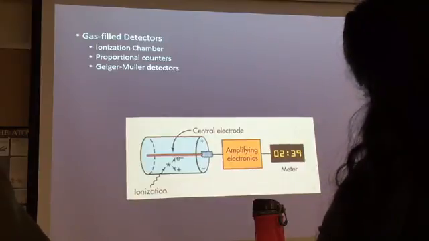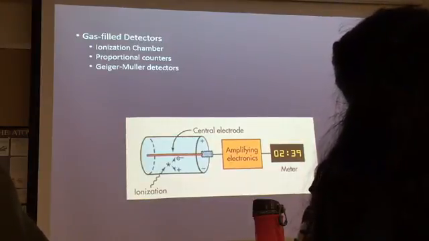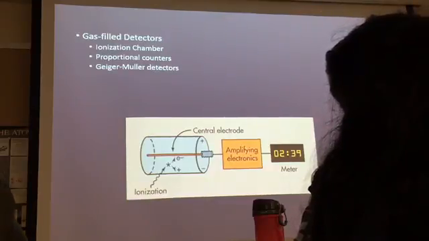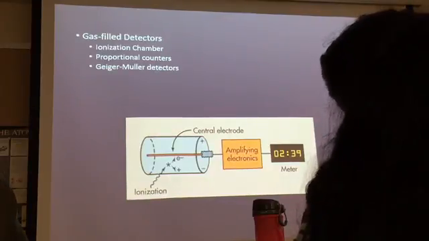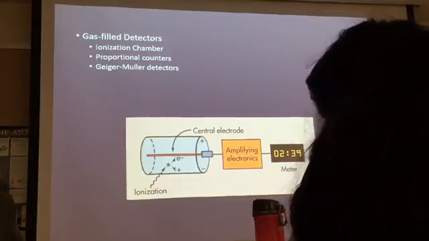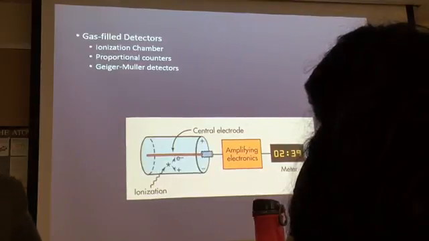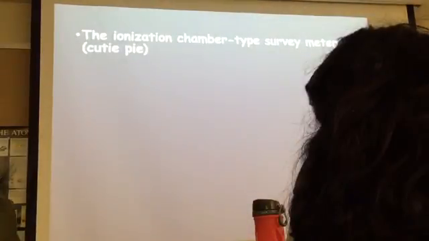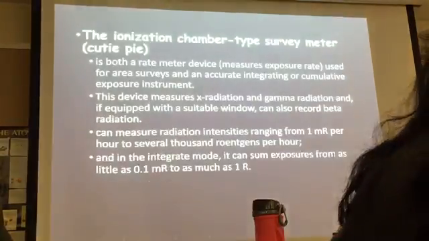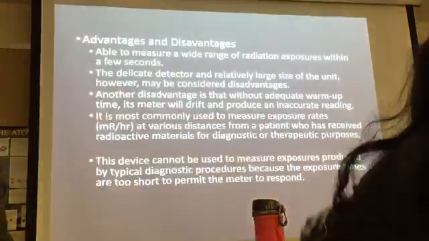So there are some ion chambers, and listen carefully, there are some ion chambers that, if they are made sensitive enough, if the voltage is high enough, can be used in laboratories to detect radiation spills and radiation contamination. Okay? And so, the ion chamber type of survey meter. Some of them are used as survey meters, and they're called cutie pies. Let me show you what they look like.